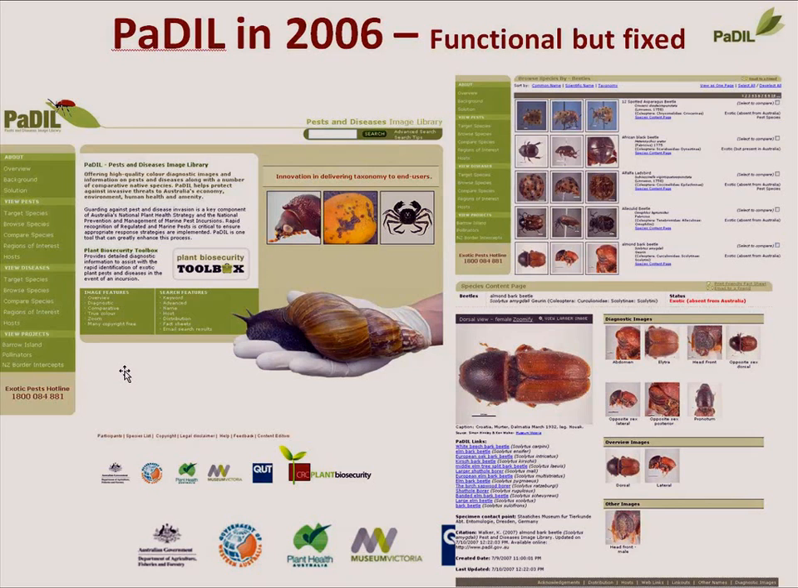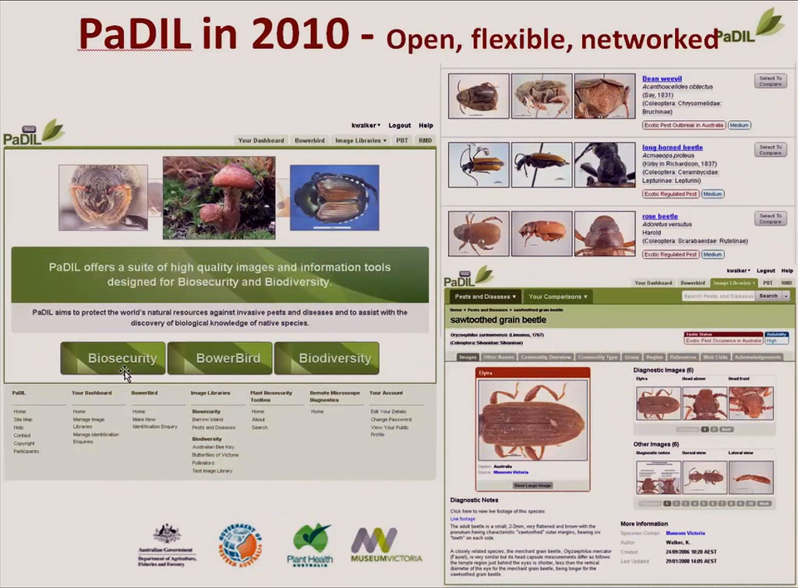And we rewrote the whole thing so that we could accommodate the new uses that it wanted to be used for. And here's a picture of the new PaDIL that at the moment is in the beta stage and about to go live. I call it open, flexible and networked. You'll see here that there's now a login, user login. We have a range of different products: dashboard, bowerbird, image libraries, PBT, remote microscope diagnostics.